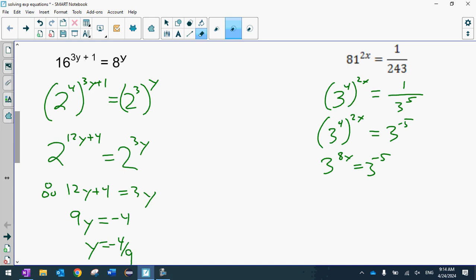Power of a power, this is 3 to the power of 8x. And now there we go. We have two powers that are equal. Their bases are the same, therefore their exponents must be the same. 8x equals negative 5, so you get x equals negative 5/8.